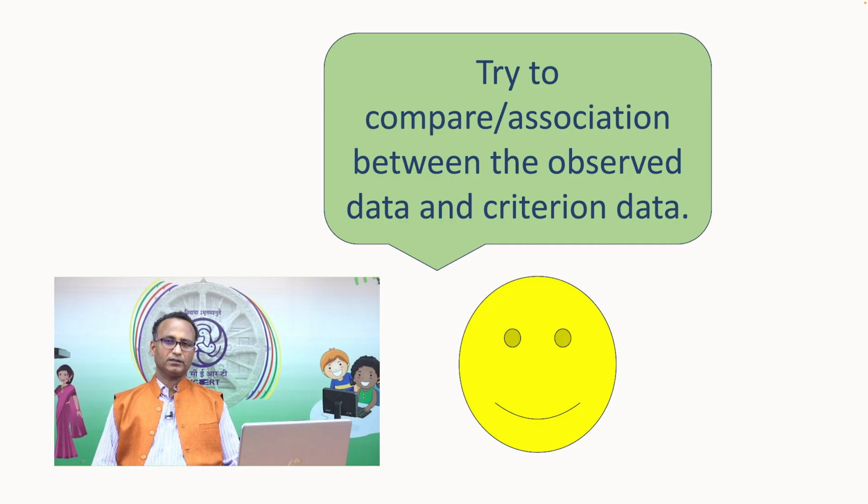When the conditions for parametric tests are not fulfilled, you can turn to chi-square or any kind of non-parametric statistics. In chi-square, what happens? Chi-square tries to compare between the observed data and the criterion data. Observed data means, when you go to the field, you collect the data, that is the observed data.